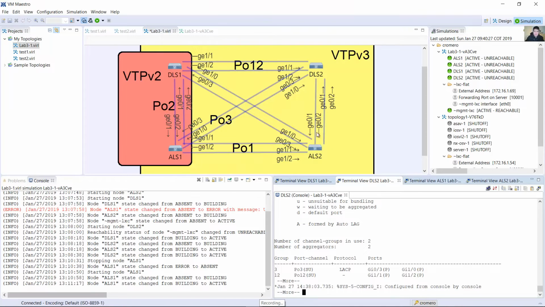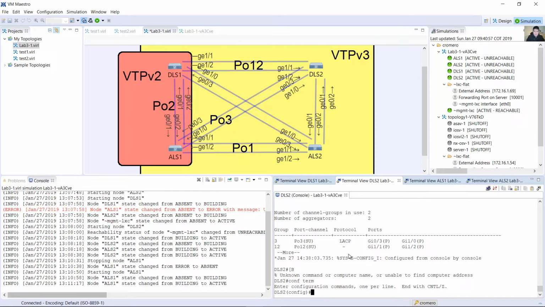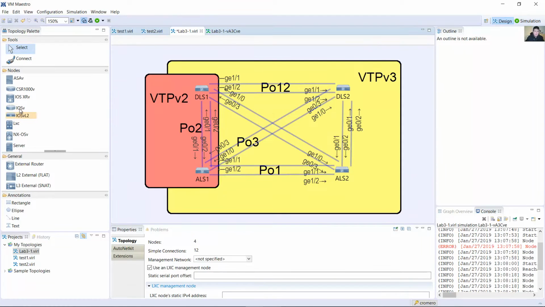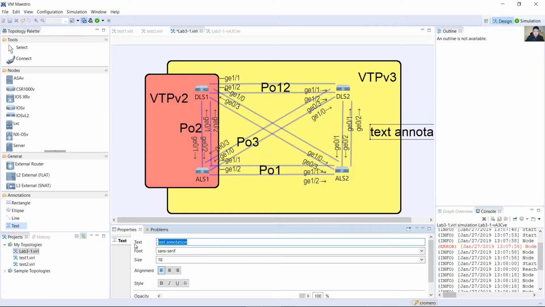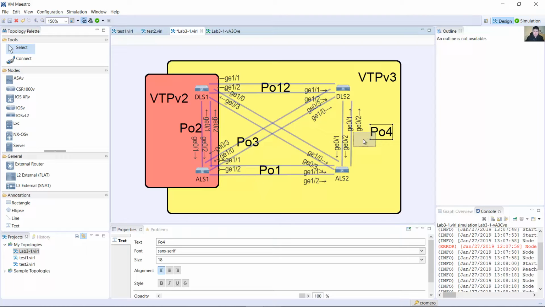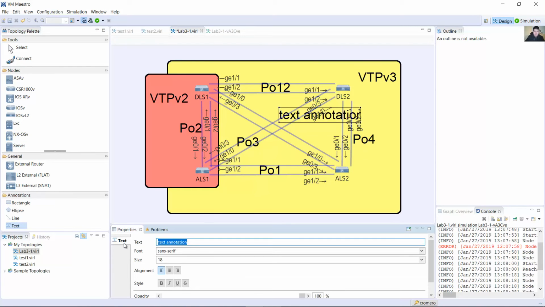Okay, for example, on DLS2, configure terminal. We will create other port channels. This will be called port channel 4, the connection between DLS2 and ALS2, and another port channel 5.